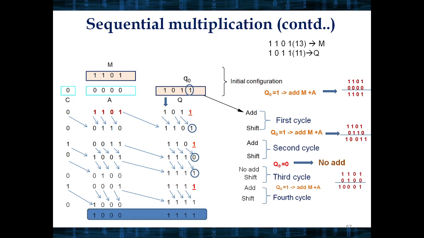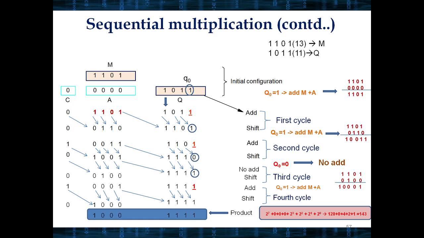Okay, so what is the product from this multiplication operation? The high order bits from the register A and the low order bits from the register Q. So this becomes your product for the multiplication operation. Okay, so this is the product. When you convert this into a decimal value, you will get the answer as 143. So this is sequential multiplication for positive numbers.